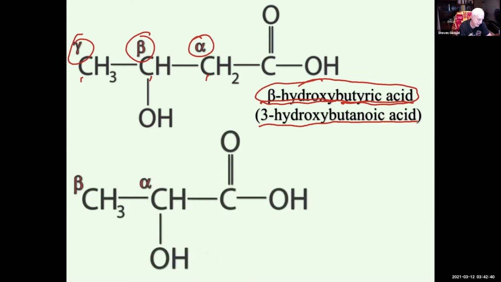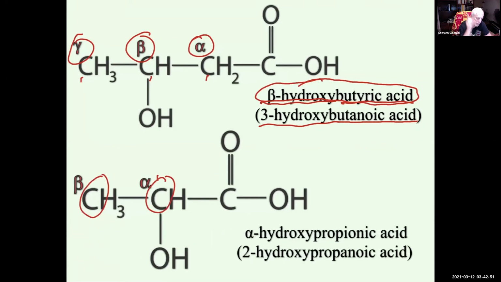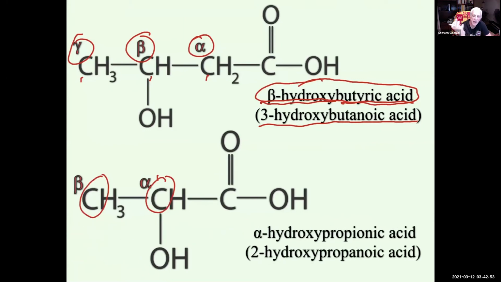And again, this would be 2-hydroxypropanoic acid. And the alpha carbon would be this one right here, and then the beta carbon. So 2-hydroxypropanoic acid, or alpha hydroxypropanoic acid.